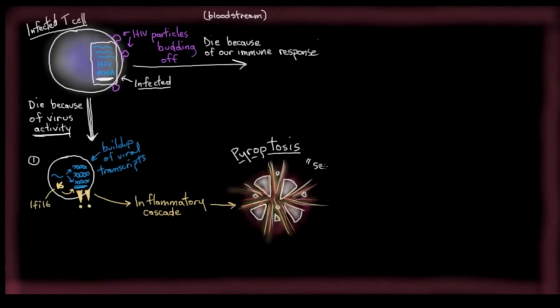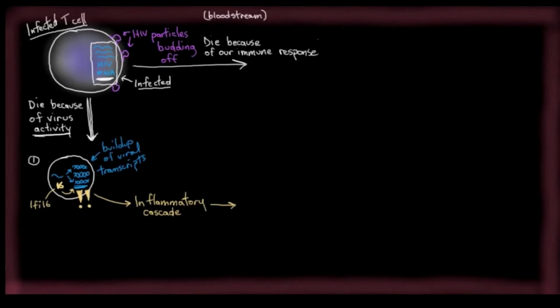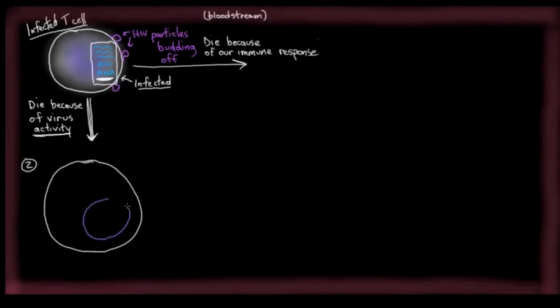Basically, the cell self-destructs because of a really, really inflammatory environment inside the cell, and that's called pyroptosis. And keep this in mind, because this pyroptosis mechanism gets really, really important later on in the video, so keep that in mind.